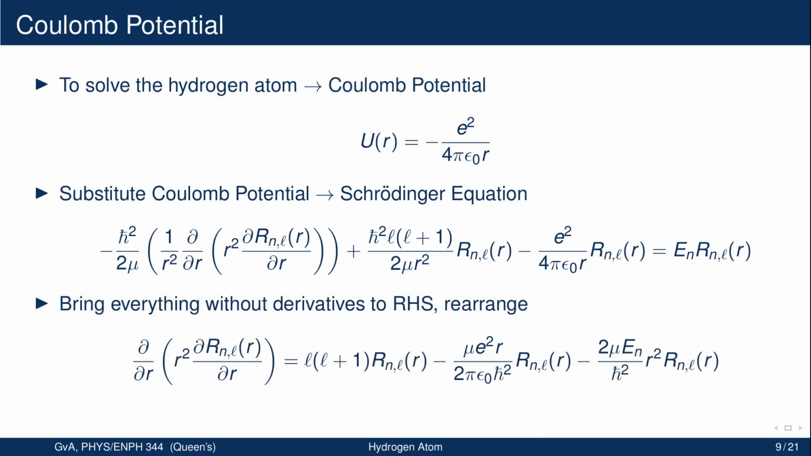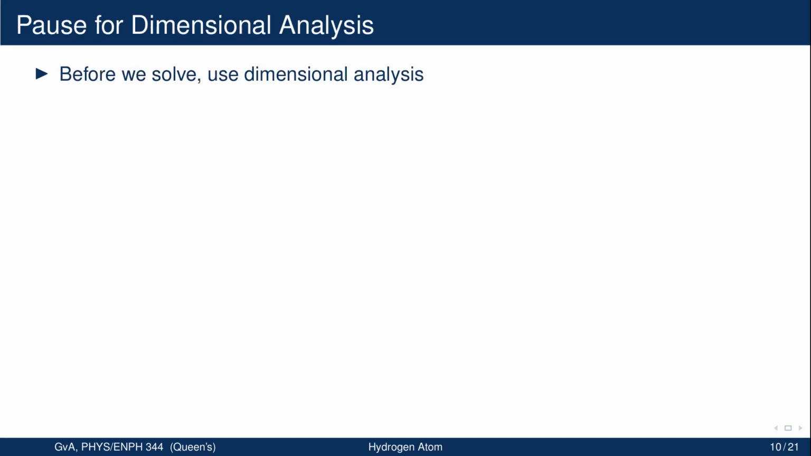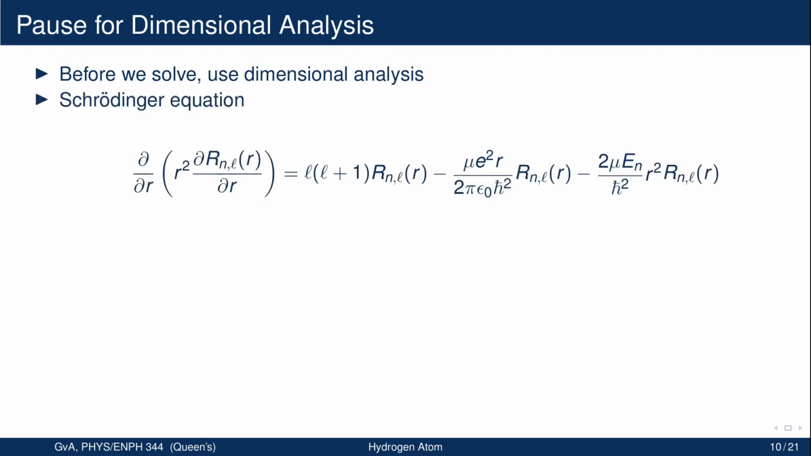In order to solve this, I'm going to bring everything that doesn't have a derivative to the right-hand side and rearrange a little bit to get this equation here. Now, before we go further, I want to pause and use dimensional analysis to investigate the form of this equation. The Schrödinger equation that I just wrote down had this form here.